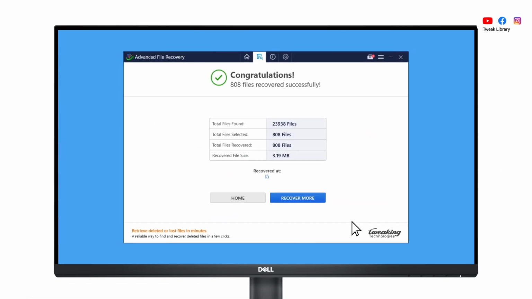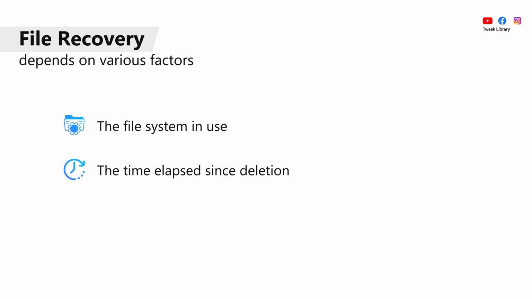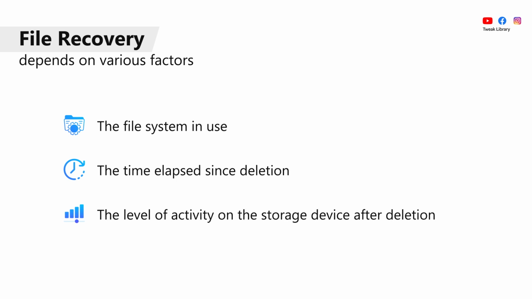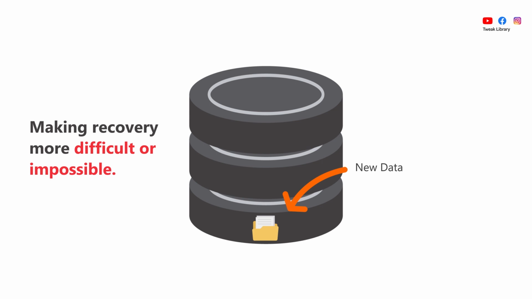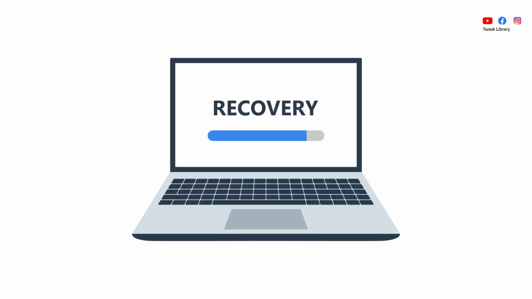The effectiveness of file recovery depends on various factors, such as the file system in use, the time elapsed since deletion, and the level of activity on the storage device after deletion. If new data has been written to the storage device, it increases the chances of overwritten data, making recovery more difficult or impossible. To maximize the chances of successful recovery, stop using the affected storage device as soon as possible and use recovery software promptly.